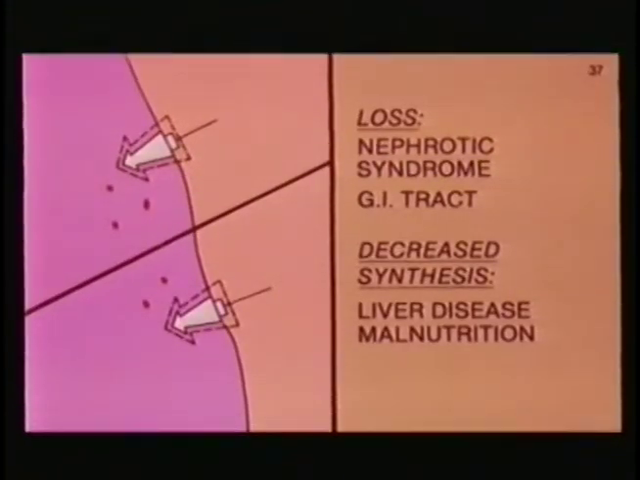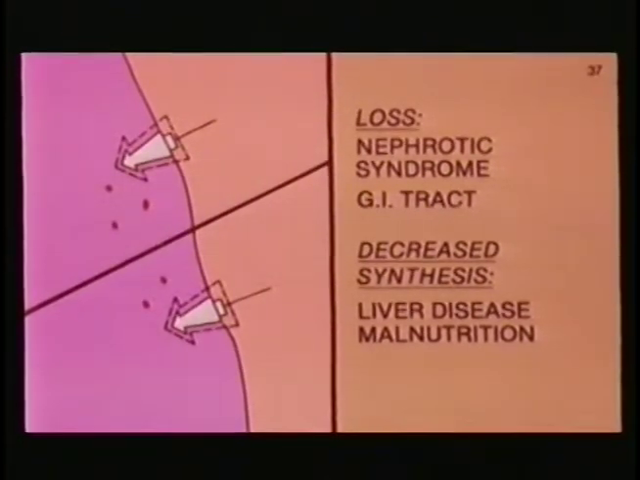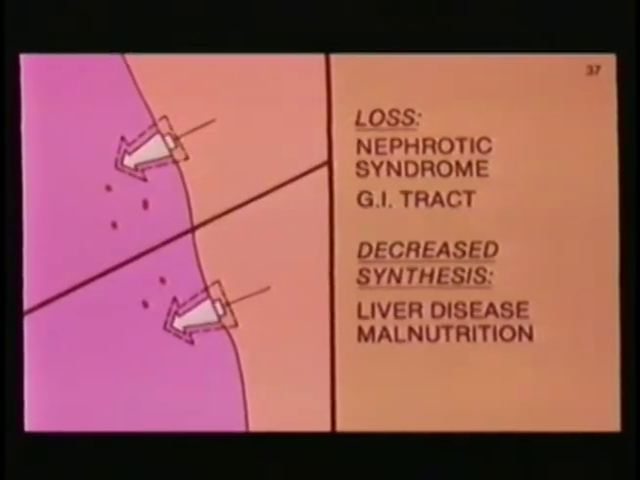37. Decreased oncotic force may result from 1. A decreased serum albumin caused by either urinary losses of protein, as in the nephrotic syndrome, or, uncommonly, by losses of protein from the gastrointestinal tract. And 2. From decreased synthesis of albumin, as in liver disease, and protein malnutrition, kwashiorkor.